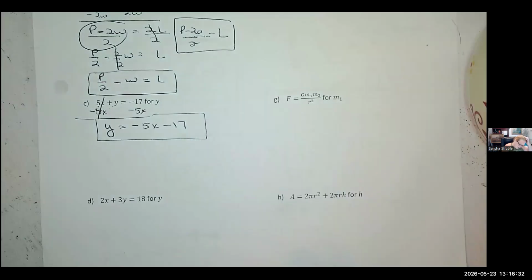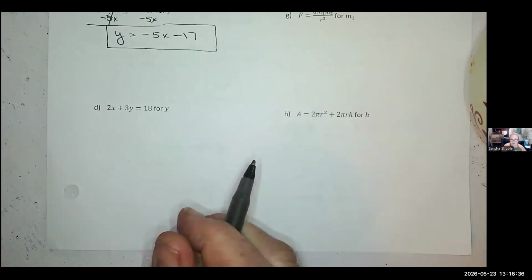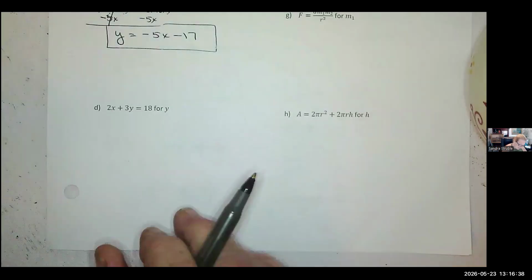2x plus 3y is equal to 18. Solving for y. Again, pause the video, attempt this yourself, and then come back to see how you did.